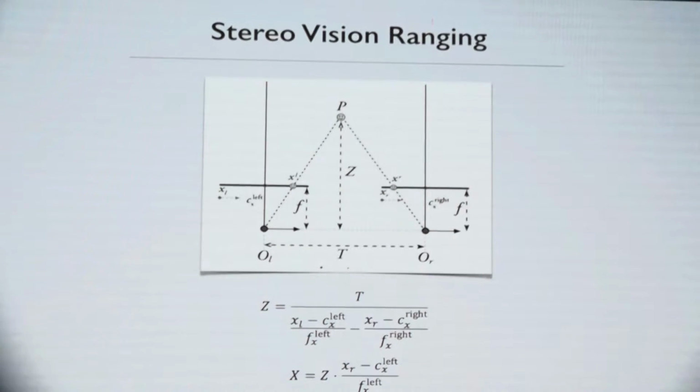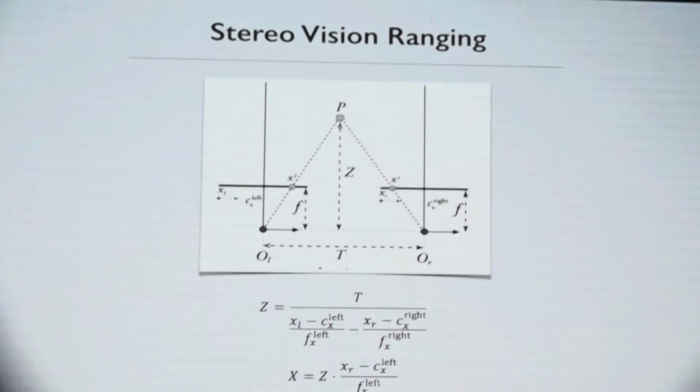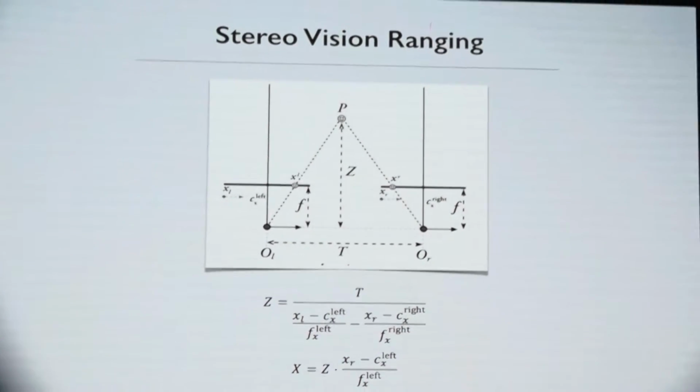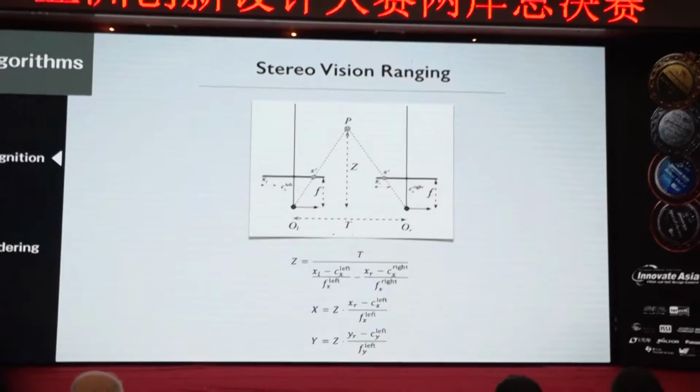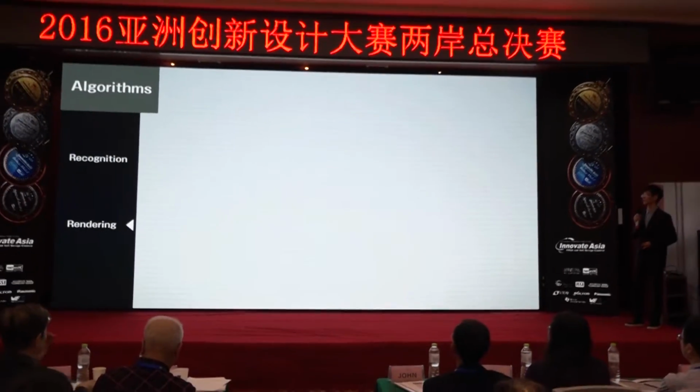And here we need the intrinsic parameters of the cameras, which is done by an offline camera calibration algorithm, which is implemented using OpenCV. Okay, so next let's talk about the rendering algorithm.